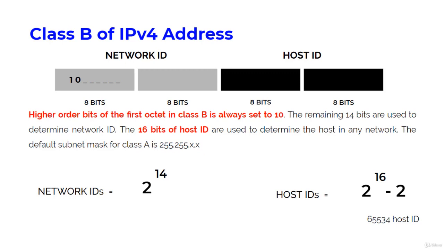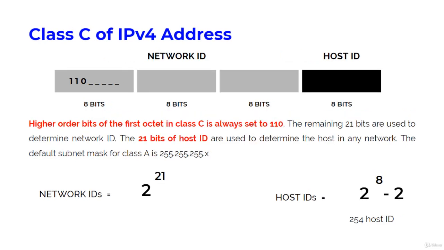The default subnet mask for class B is 255.255.x.x. Since 14 bits are used to determine the network ID, the total number of network IDs is 2 raised to 14 and the total number of host IDs is 2 raised to 16 minus 2. Now why minus 2? We have already discussed this in the previous slide.